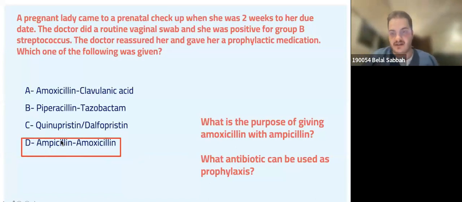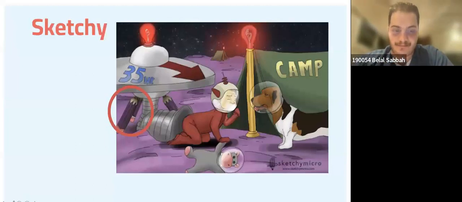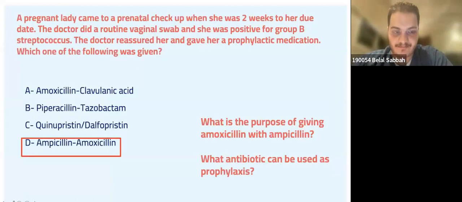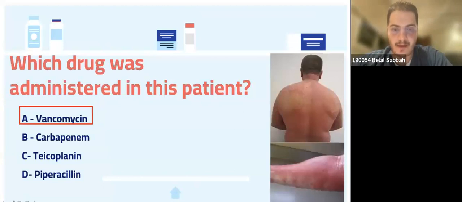In Group B strep, guys, you give penicillin G or just penicillins in general. Okay, if you remember, if you watch Sketchy, which by the way, for micro, I highly recommend you watch Sketchy. I know your exam is on Sunday, but if you can make some time, watch Sketchy. At least for the high yield bacterias, you can remember the pen in the Group B strep video. Okay. Does anyone have any problem with this? All right, we can move on.